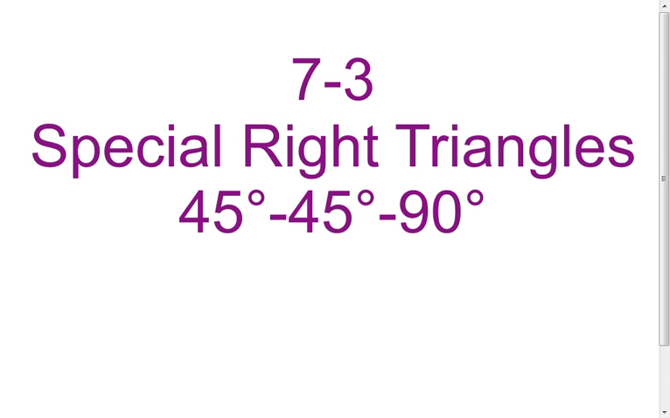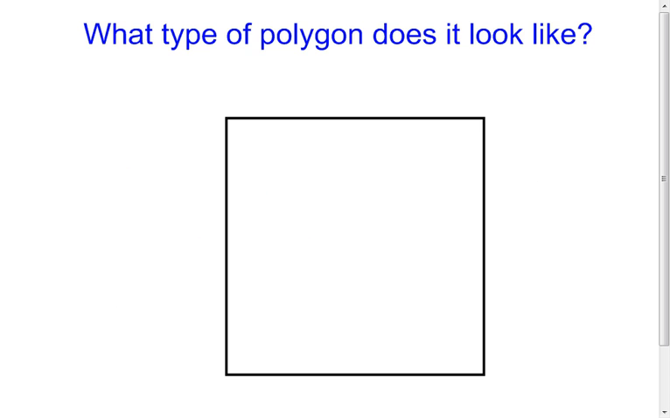In this lesson, I'm going to talk about special right triangles. There's actually two of them, and I'm only going to talk about the 45, 45, 90. Another lesson, I'll talk about the other one. What I want you to think about first is where this 45, 45, 90 triangle actually comes from.